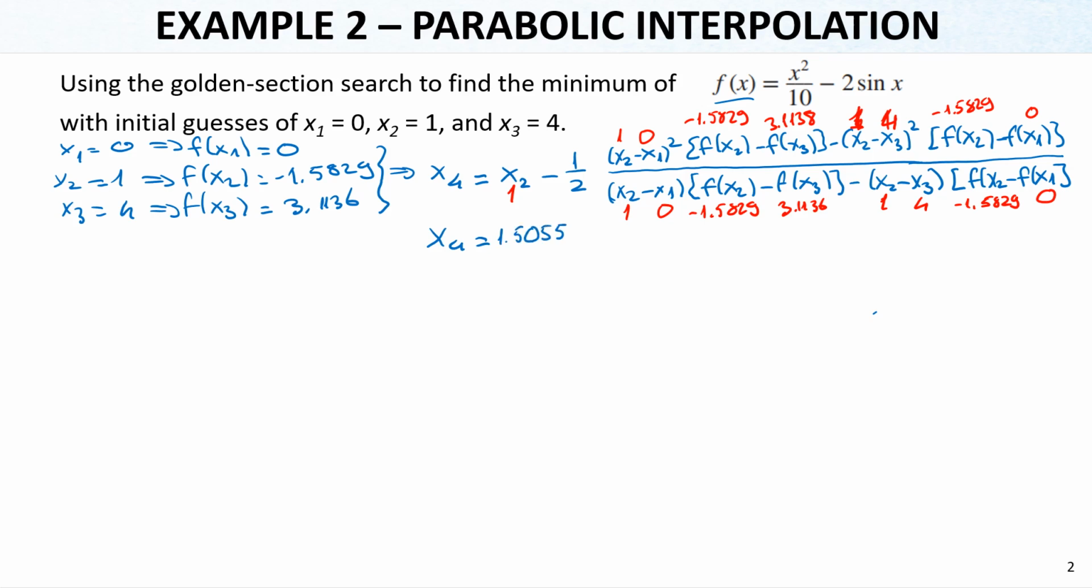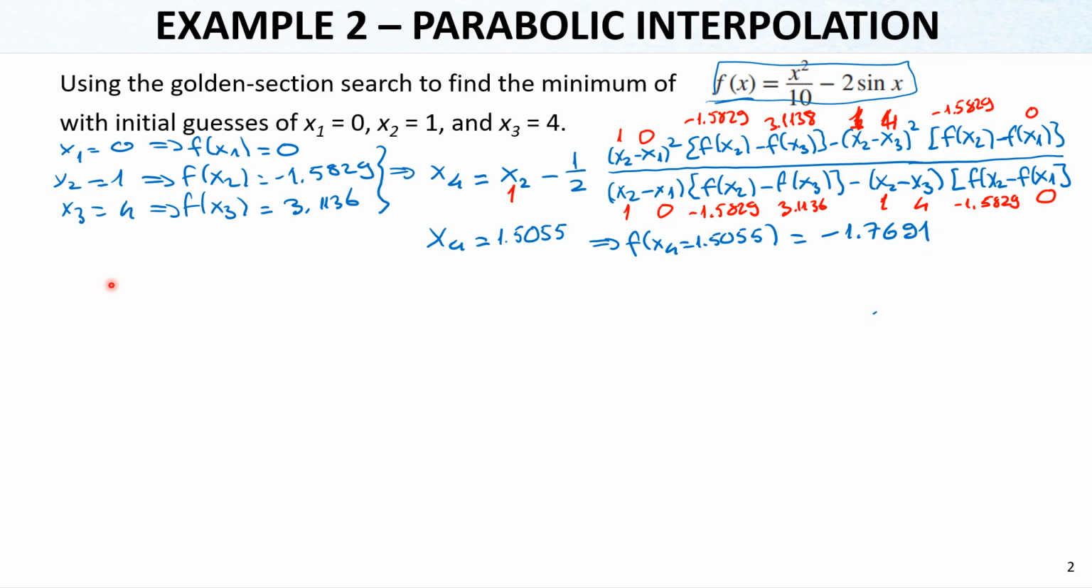So this is the value of x we found, and the function value for this, f(x4) at 1.5055, when we substitute it into this function again, we will have minus 1.7691 as the function value. And this function value, you can see among these is the smallest one. This is smaller than this, and this, and this.